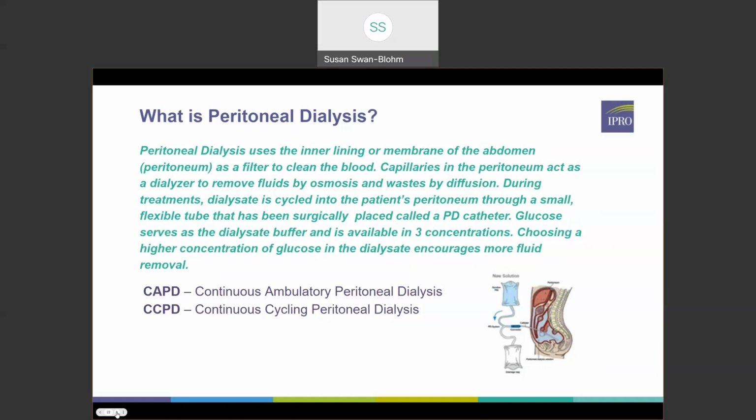Glucose serves as the dialysate buffer and is available in 3 concentrations. Choosing a higher concentration of glucose in the dialysate encourages more fluid removal. All equipment, supplies, and training are provided. There are 2 PD options: continuous ambulatory peritoneal dialysis, known as CAPD, and continuous cycling peritoneal dialysis, or CCPD.